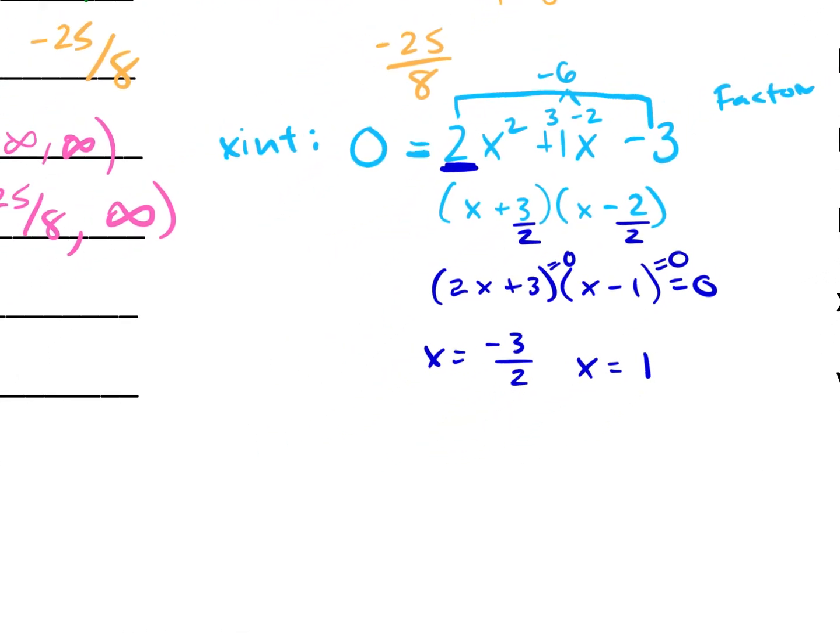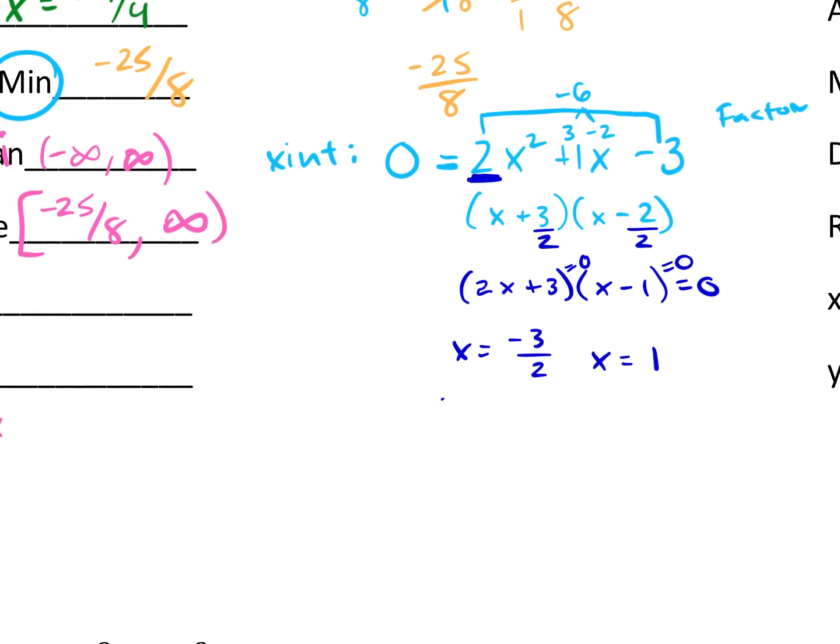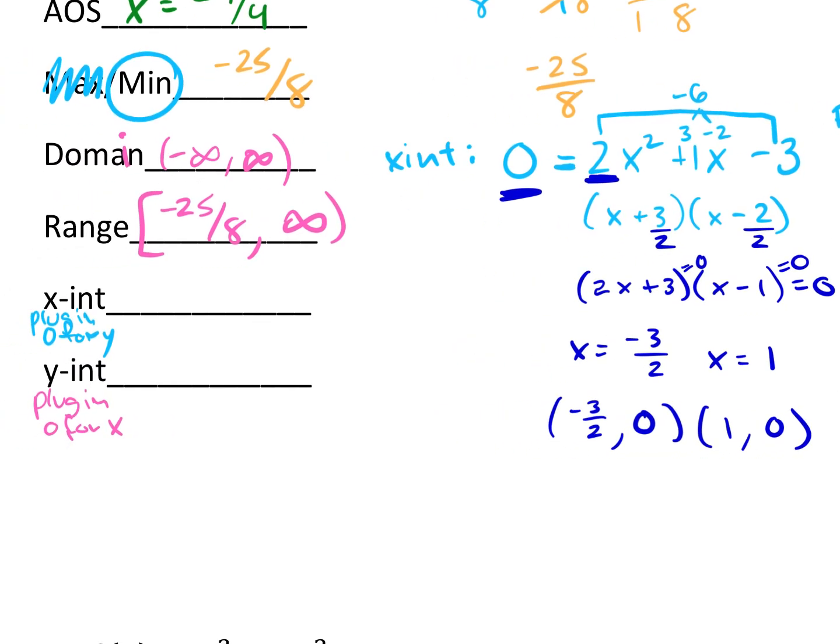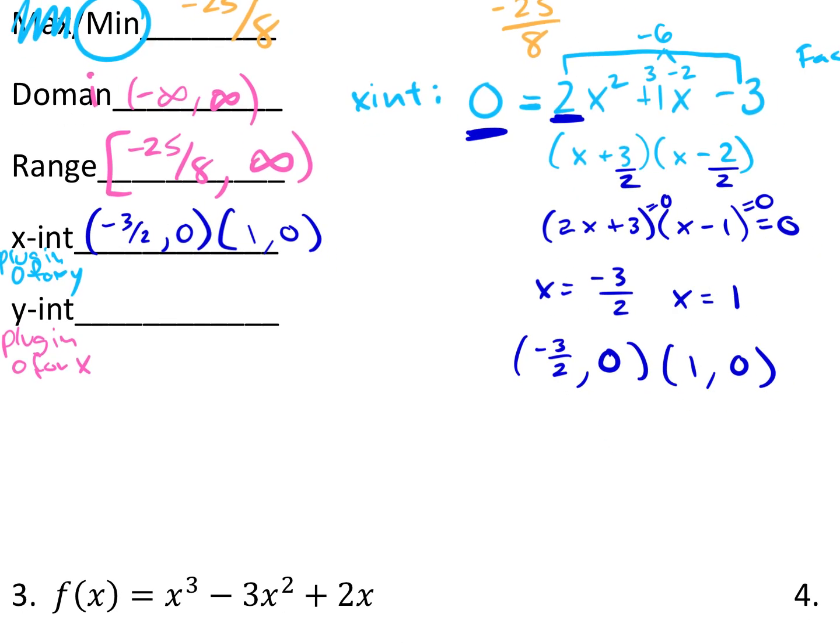Now our x-intercepts are points. So our x in our point would be negative 3 over 2. What did I plug in for y? 0. I plugged in 0. So my point's going to be negative 3 over 2 comma 0 and 1 comma 0. We have two x-intercepts, so we cross the x-axis at 2 points. What if this didn't factor? What would I have to do?